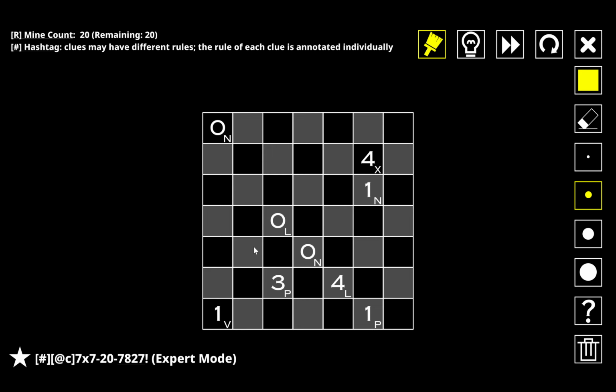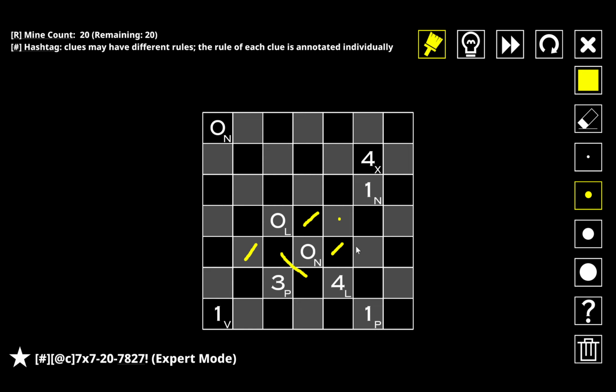What might be worthwhile to do is consider what happens if this one here is a non-mine. Then we're going to notice that one of these 2 at least must be a mine, just because if neither of them are, then we don't have enough room for 2 groups now. So that tells us neither of these are mines. This one up here must be a mine as well.